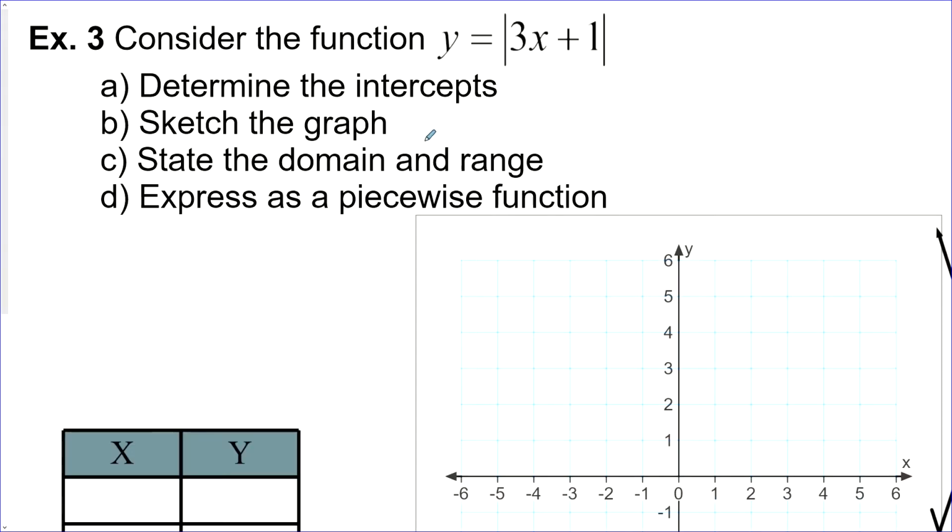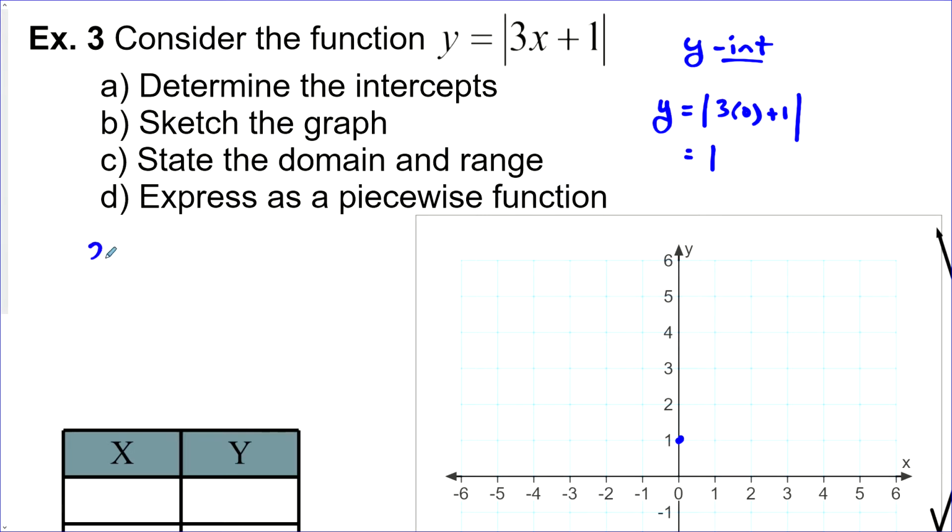Let's graph the absolute value of this linear function. First, we'll determine the intercept, so let's do the y-intercept first. That's when x is equal to 0. And that's pretty easy. You can see 3 times 0 is 0, plus 1 is 1. The absolute value of 1 is 1. So the y-intercept is 1.